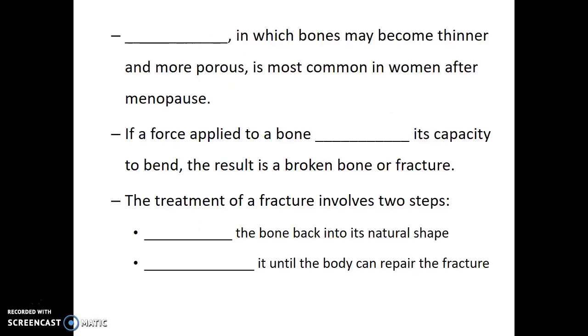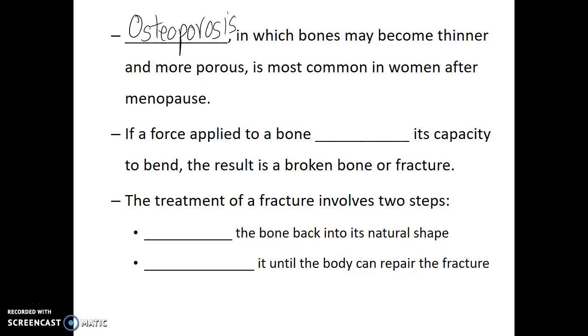Another disease of the skeletal system is osteoporosis, in which the bones become thinner and more porous as calcium salts leave them. This is most common in women after menopause.